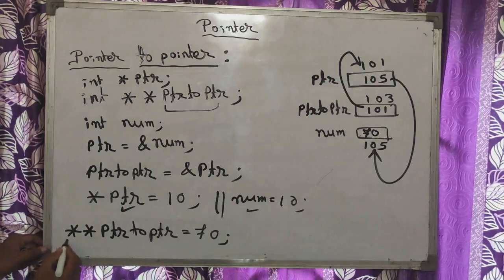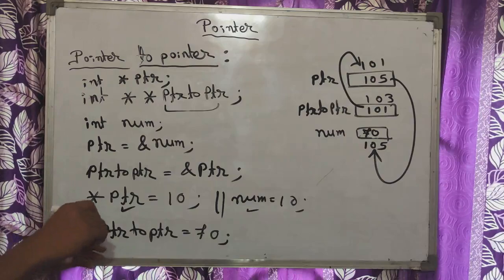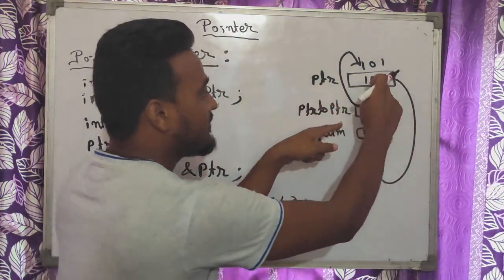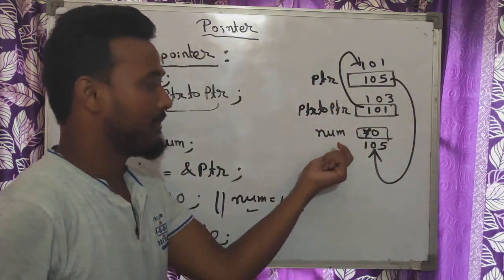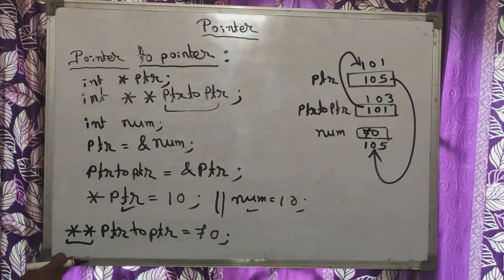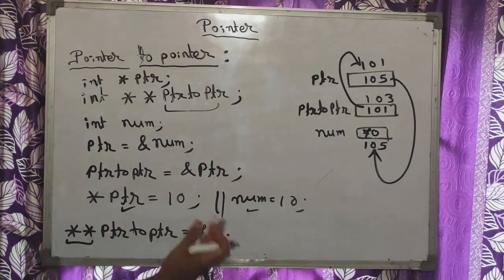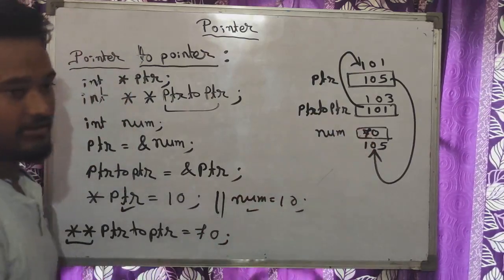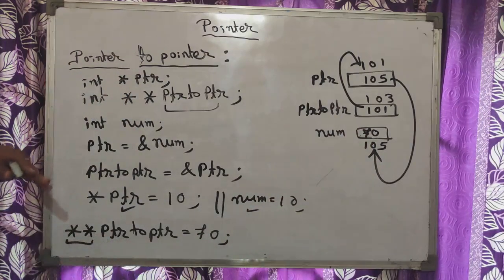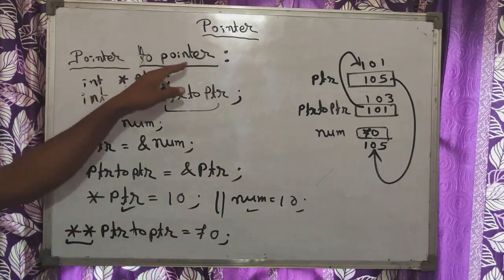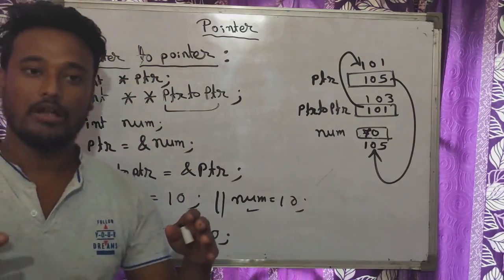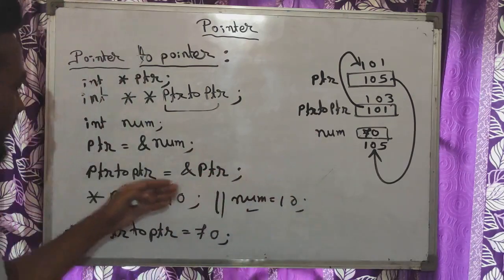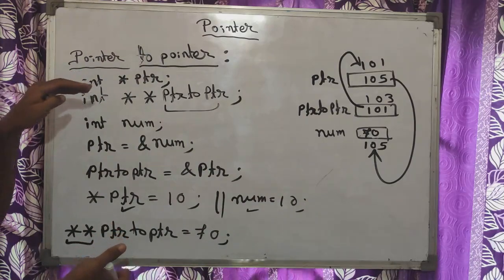You can see here I am using two asterisks because we are dereferencing twice. First we are dereferencing ptr, and from there again we are dereferencing to the number. That is why we need two asterisk operators. Ultimately we are changing the main content inside. That is why I am telling you this pointer to pointer mainly works for two-dimensional arrays. How a two-dimensional array works, I have already explained with the help of this statement.